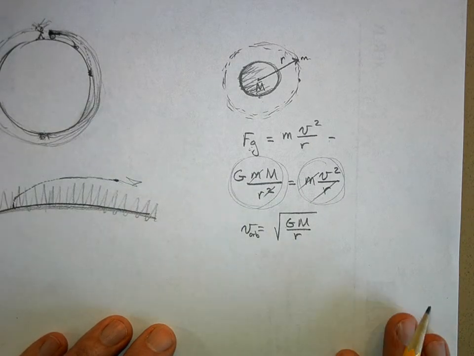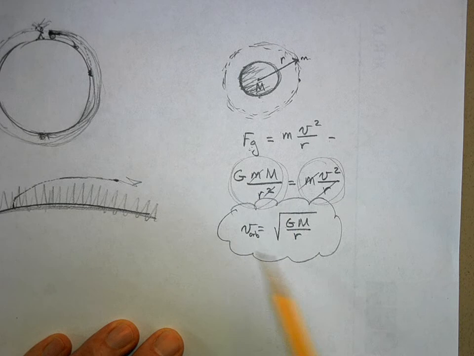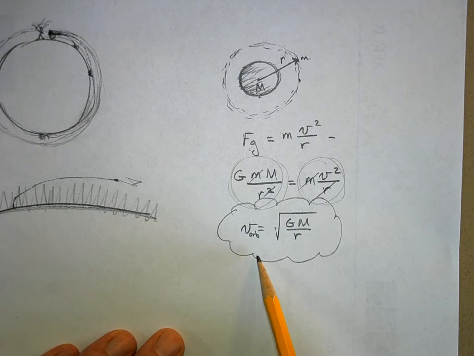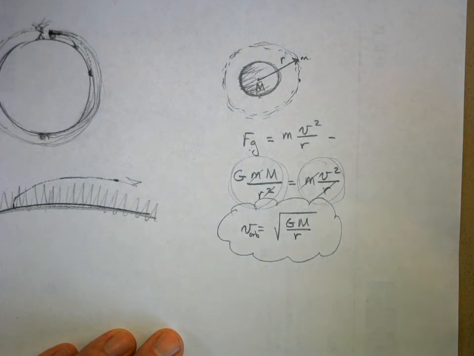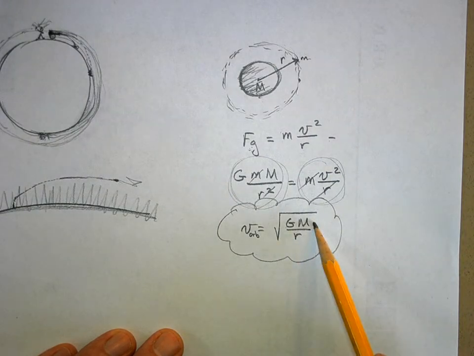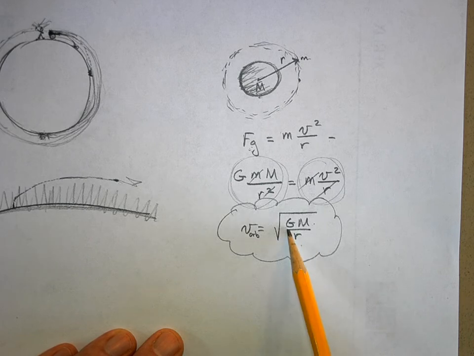And I love this equation. This equation tells me how fast I need to go to be in orbit around anything, whether it's an asteroid or a star, a black hole, a galaxy, whatever I'm in orbit around. If I know what the mass is and I know how far I am from the center of that object, I know what the universal gravitational constant is. Thank you, Cavendish. I can figure out how fast I need to go.